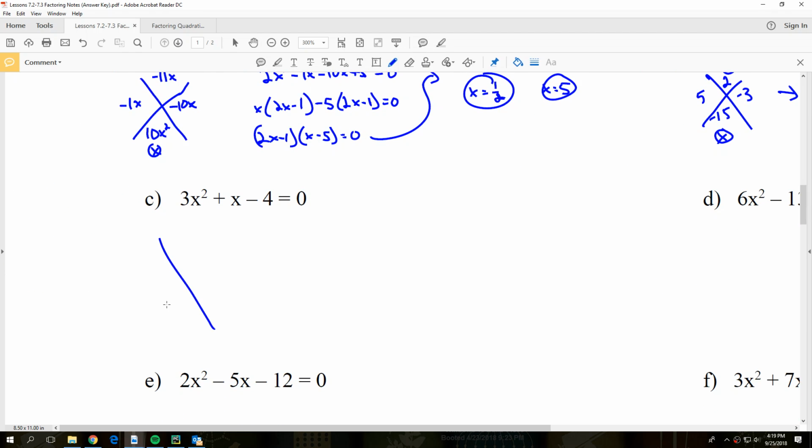Another x method here. This one, the coefficient is not 1, so I have to do the full x method. So 3x squared times negative 4 will be negative 12x squared. That's my multiplication, and I just have 1x here, and that's my addition. So two numbers that multiply, that should be, looks like positive 4x and negative 3x. Let's go ahead and break this up into 4 terms. So 3x squared plus 4x minus 3x minus 4 is equal to 0.